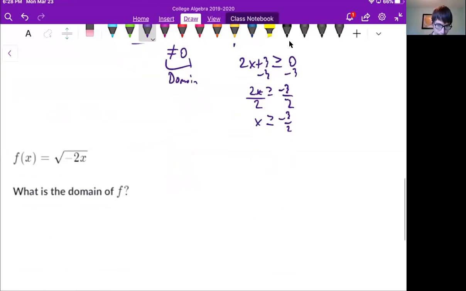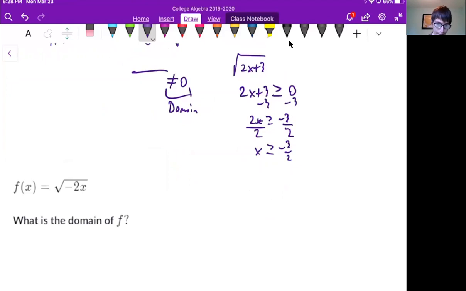So you've got a square root of negative 2x. We've got a problem here because we have a square root, so we need to find a way to make sure the stuff inside the square root never becomes less than 0. So what we'll do is say negative 2x has to be greater than or equal to 0. Cool. All right, and then we solve that.